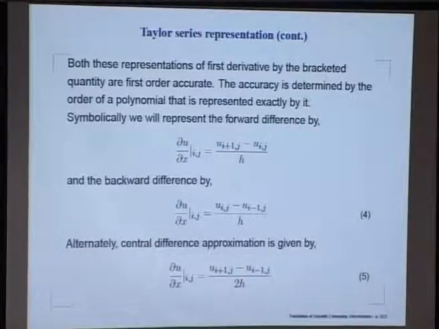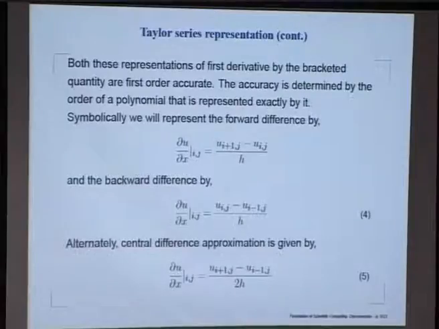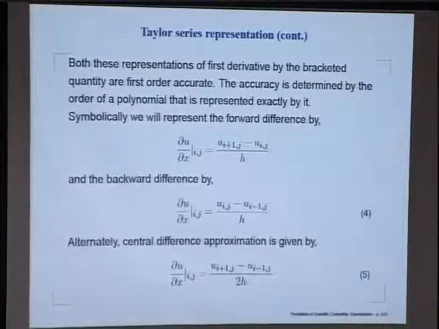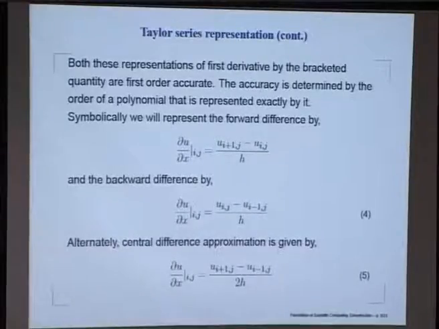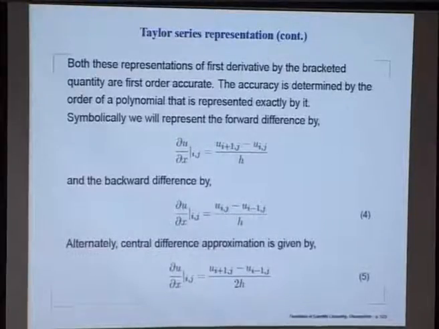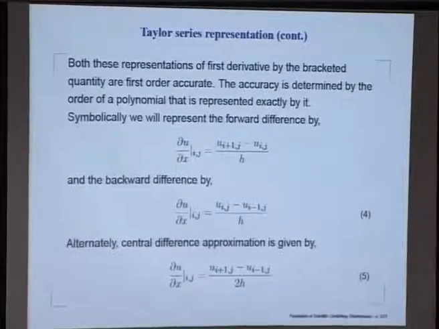Okay. However, the accuracy should be determined by the polynomial behind this representation that is satisfied exactly. For example, this way of writing the derivative at the node in terms of the node up front will be called the forward difference, and if it is done with respect to the point behind in the grid notation, then we will call that the backward difference.